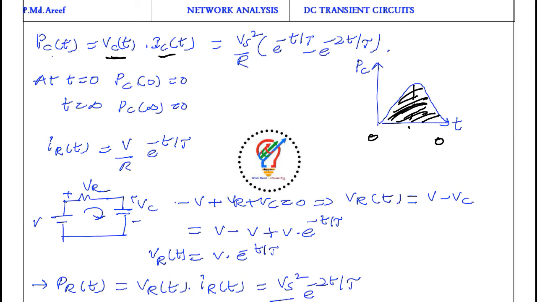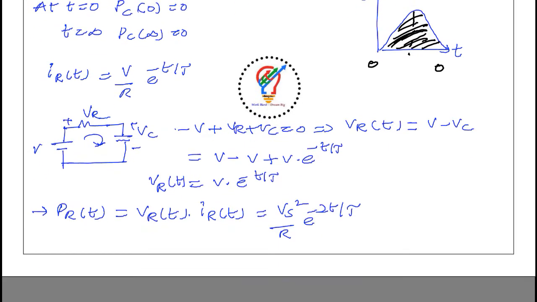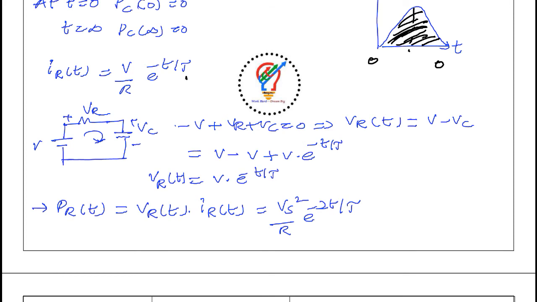Okay, so Ir of t, the current flowing through the resistor, is nothing but V by R into e power minus t by tau, which is already seen. Now, I want to know the voltage across the resistance, so that with these two equations we can find the power across the resistor. So V is here, VR, VC. Applying KVL in this loop, assuming current I of t, minus V plus VR plus VC is equal to 0. So VR of t is equal to step voltage minus capacitor voltage. From this we can get this equation. Okay, so these two equations are there.